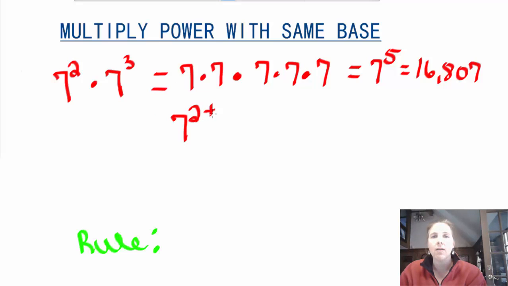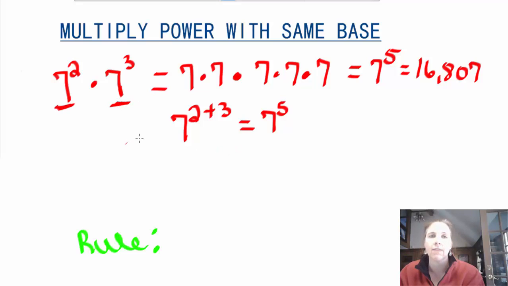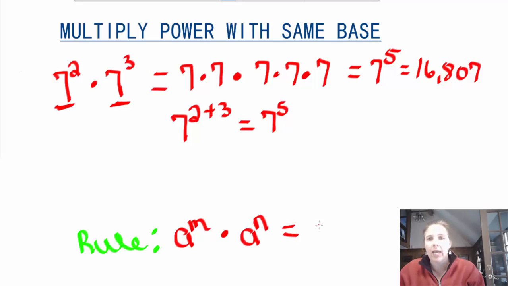Now instead of writing all those out, because we might get much bigger numbers, the rule is actually 7, and then you just add the exponents together to get 7 to the 5th. This is only if the base is the same. You cannot do this if that base is different. The base has to be the same and it has to be multiplication. So our rule is a to the m times a to the n will give you a to the m plus n. So no matter what a is, if they're the same, then you can just add your exponents together.